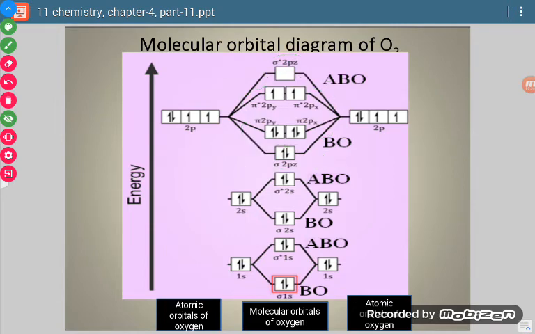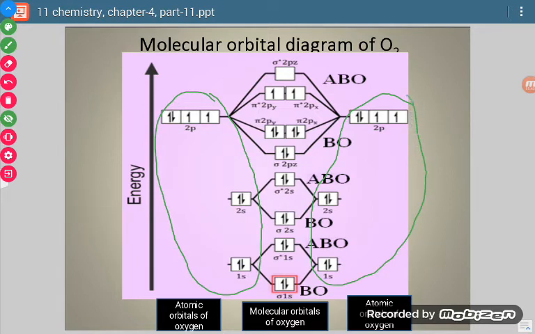Now when we are talking about O2, then total number of electrons in O2 are 16. So we have to count these. We have to keep in mind the energy also. These two are having similar energy, these two are also having similar energy, these two are also having similar energy, because energy is increasing this way, so this is also to be taken care of.